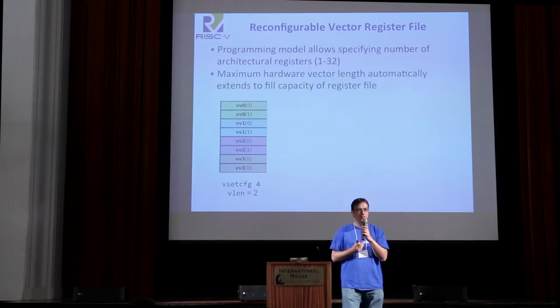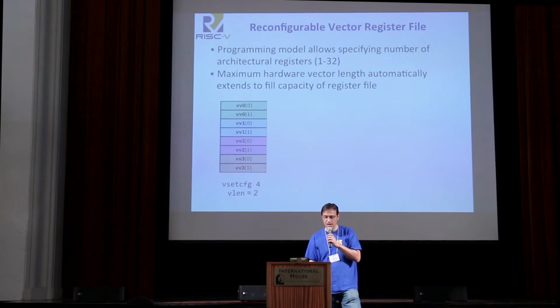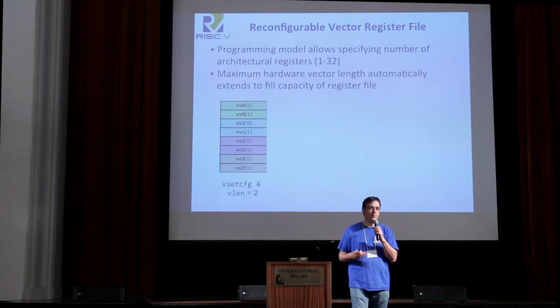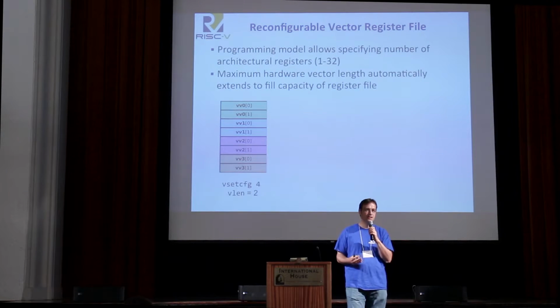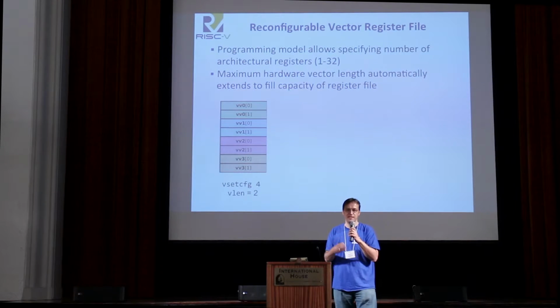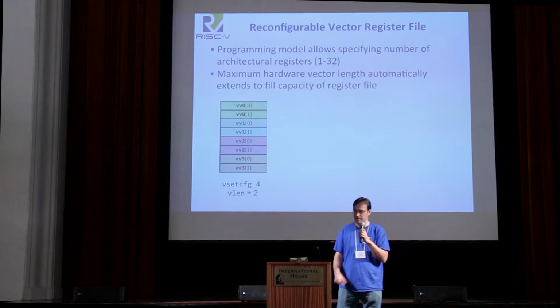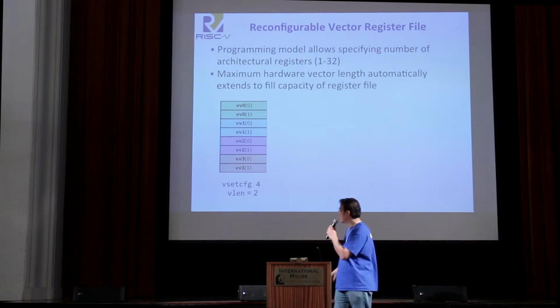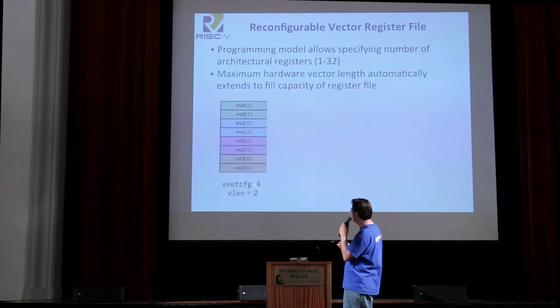So, the reconfigurable vector register file. We have a limit of up to 32 architectural registers, but in the configuration, we can say how many we actually need. For a given loop nest, the compiler knows how many architectural registers it needs. And if you don't need all of them, you can trade that for having longer vector registers, right? In this little example, I'm saying I only need 4 architectural registers.